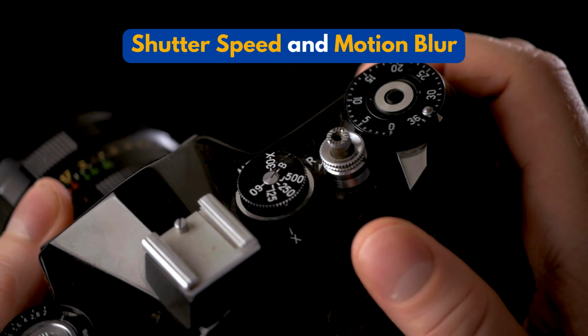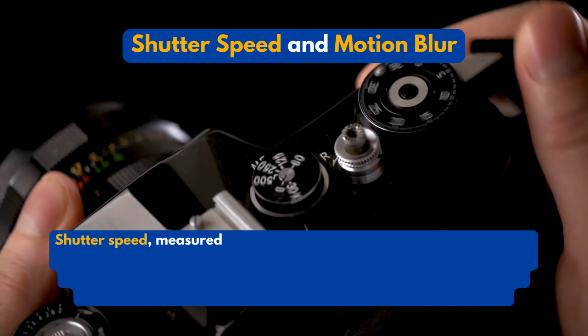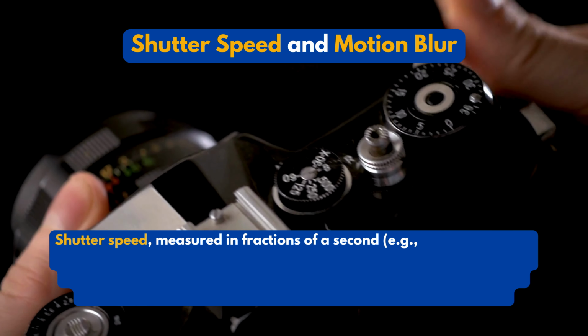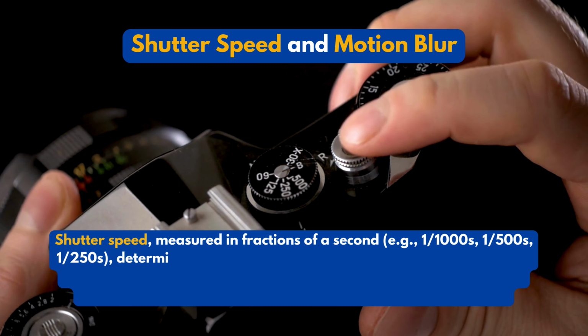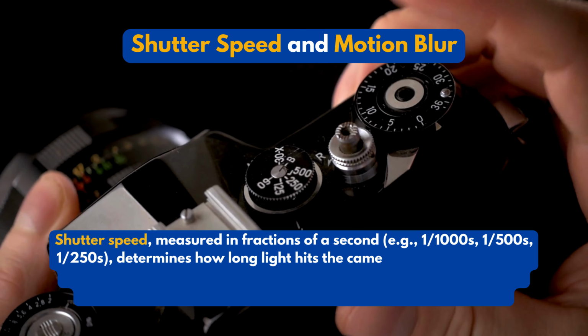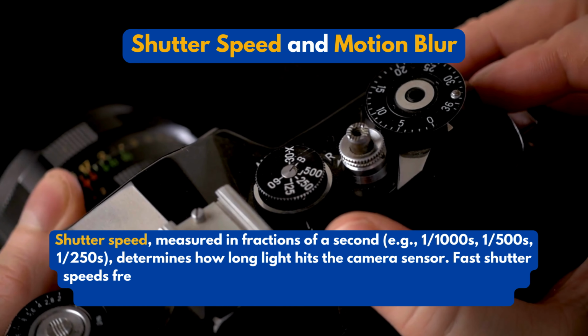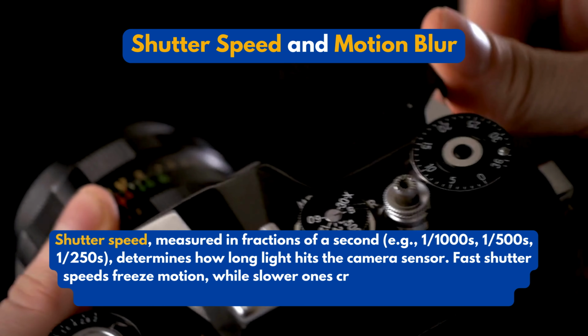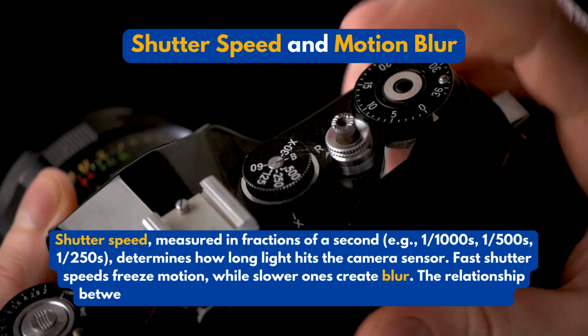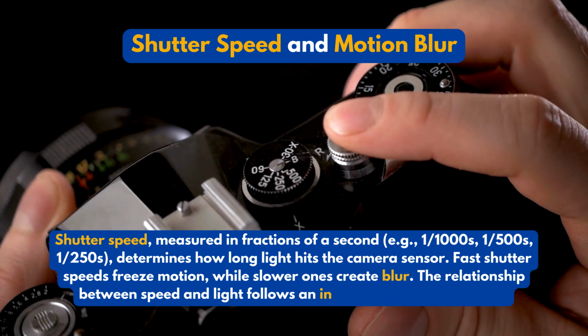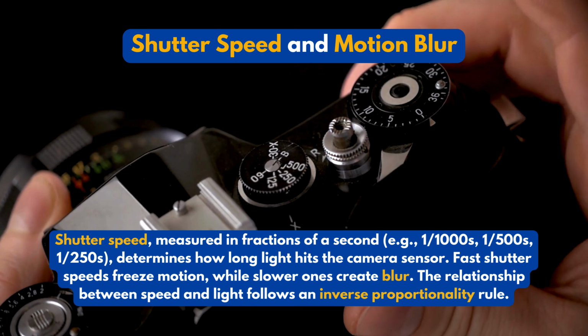Shutter speed and motion blur. Shutter speed, measured in fractions of a second, e.g. 1/1000s, 1/500s, 1/250s, determines how long light hits the camera sensor. Fast shutter speeds freeze motion, while slower ones create blur. The relationship between speed and light follows an inverse proportionality rule.